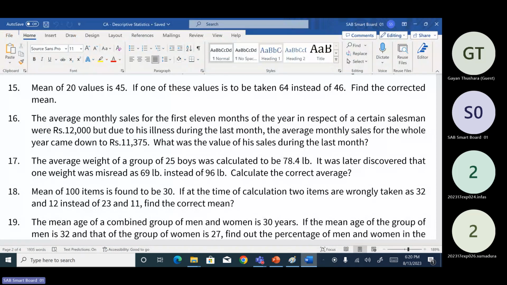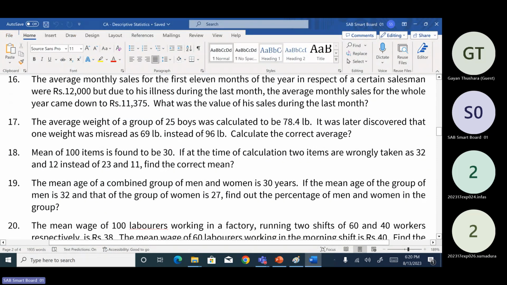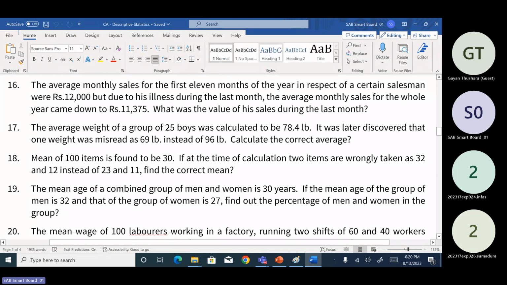Question number 16. Right, so I'm picking here and there. After doing all those problems, then you can do the rest of the part because the type is the same, right?